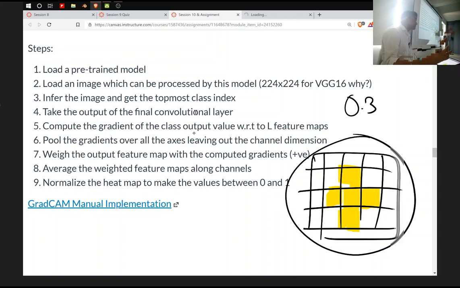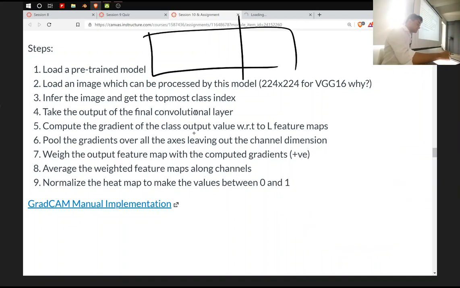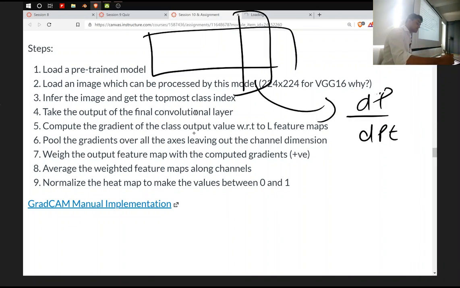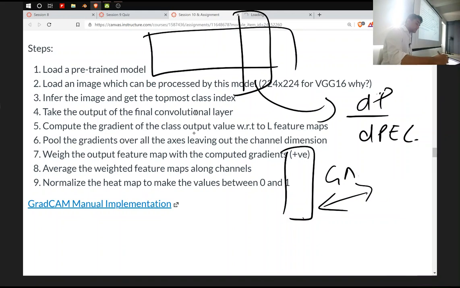If the pixel is not related to the class I'm looking at, then the value is going to be negative, and I'm not taking negative values. So what is this step? Weigh the output feature maps, which means what? I had this network. In this network, I had this layer. On this particular layer, I did my prediction pixel by pixel of each channel, right? That gave me these channels. I took these channels and I did a GAP. If I did a GAP, I got what?